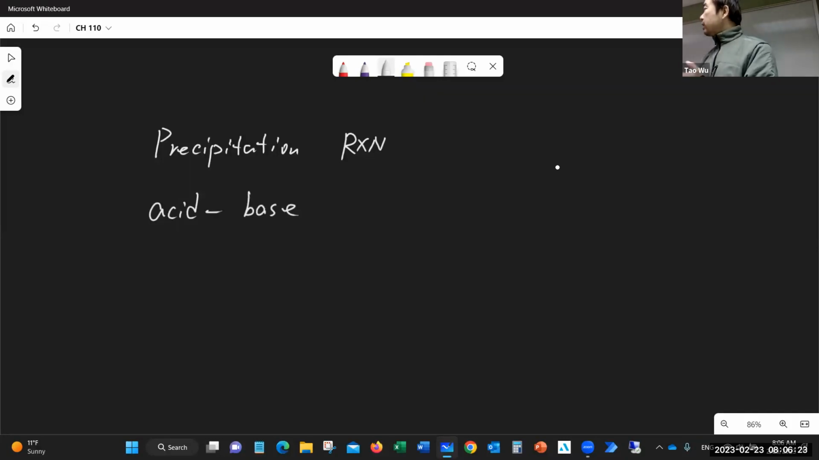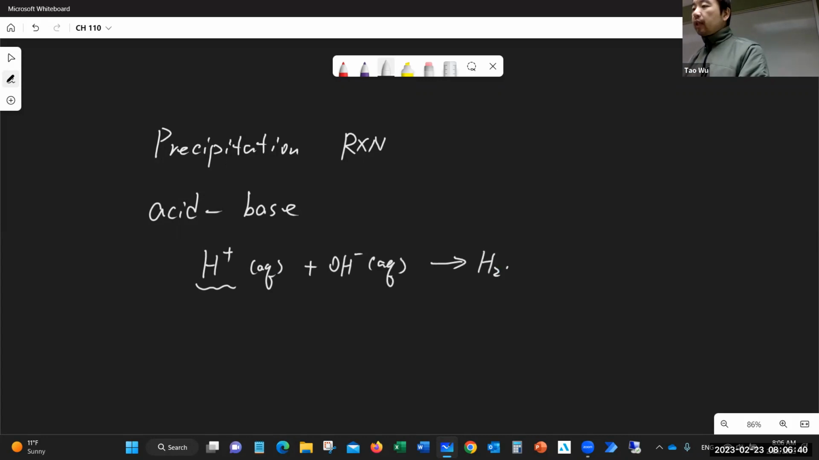And we also talked about the acid-base reaction. Eventually, it's just the acid, which gives the hydrogen ion, reacting with the hydroxide ion to make water. This is the acid-base reaction. Hydrogen ion comes from the acid, hydroxide ion comes from the base. Those two neutralize together to make water, and this is the acid-base reaction.